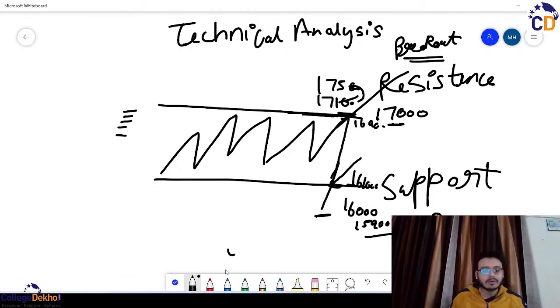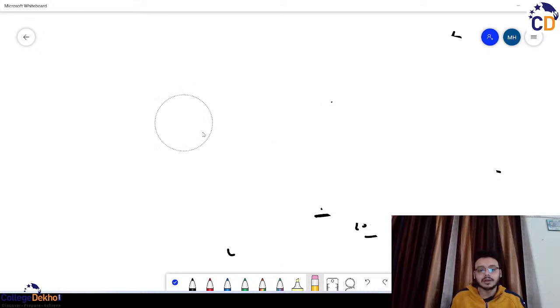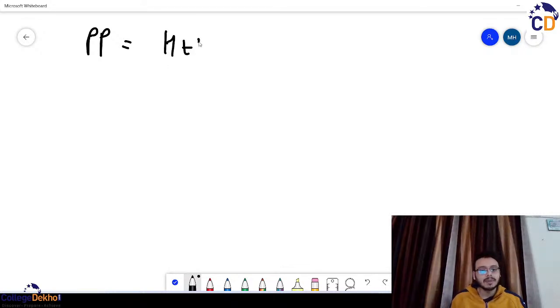Okay, now how to calculate the resistance and support? Theoretically we have a formula, but that formula doesn't work so much. Thus for a theoretical level it can help you a bit, but looking at the charts in a practical manner can help you in a bigger way. Okay, so what is the formula? We calculate the pivot point, PP, that is your high plus low plus close, or instead of low you can say high plus the opening price plus the closing price.